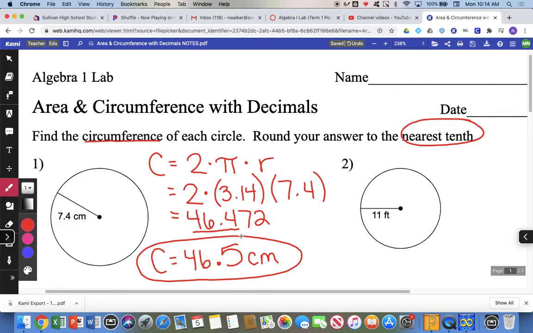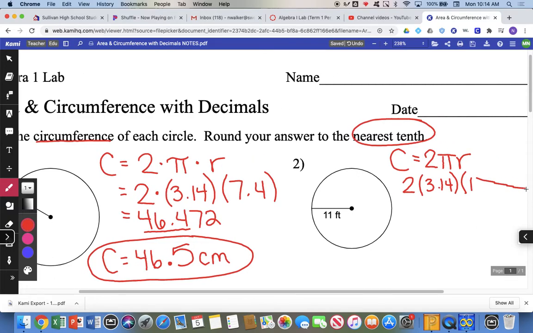All right, now on this second one, we're doing the same thing. This is a whole number. Is it okay to still have whole numbers every once in a while? So are we going to do 2 pi r or pi times d? Are you sure? Isn't that the radius? So I'm going to take 2 times 3.14 times what? 11.